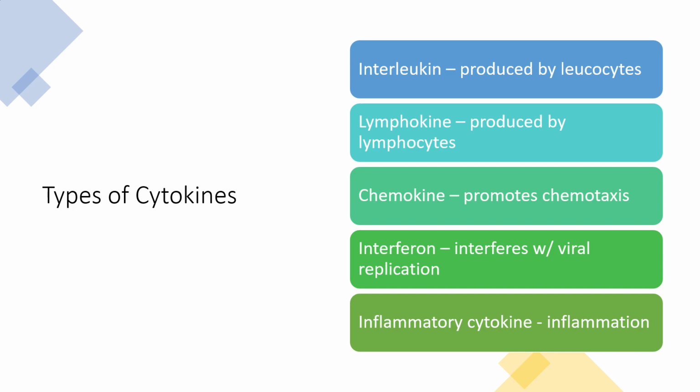We have different types of cytokines, each with its own source and its own purpose. First, we have our interleukin that comes from our leukocytes. Leukin, leuko. We have our lymphokine that comes from our lymphocytes. We have our chemokine that promotes chemotaxis or the movement of cells. We also have interferon. This interferes with viral replication. And we have our inflammatory cytokine, which promotes inflammation.